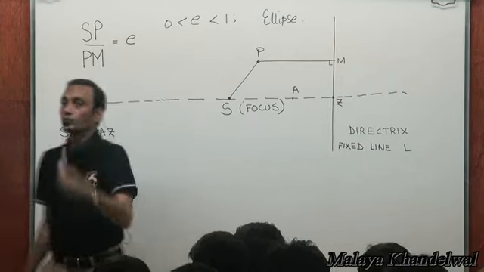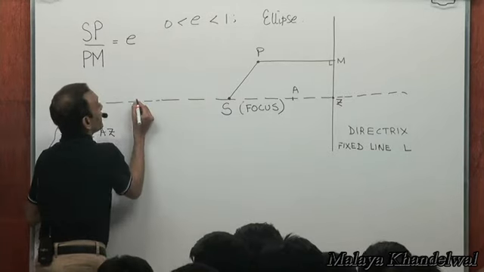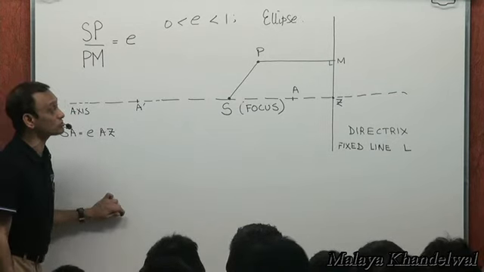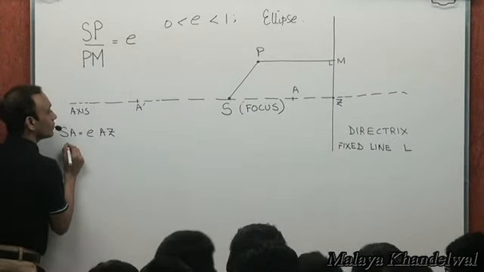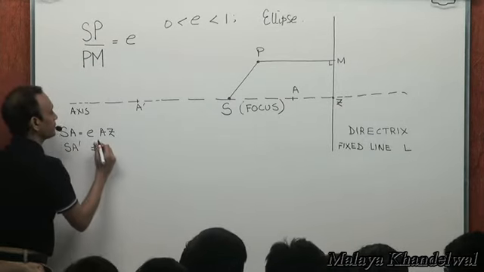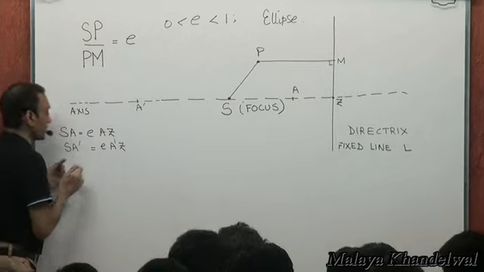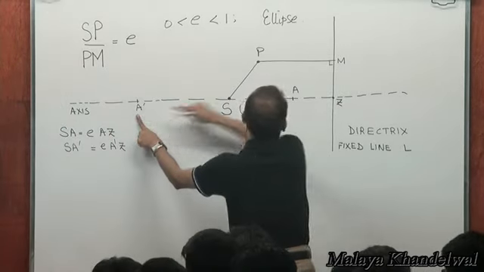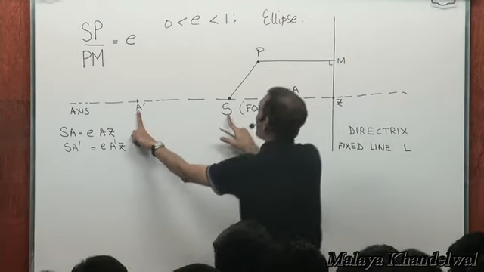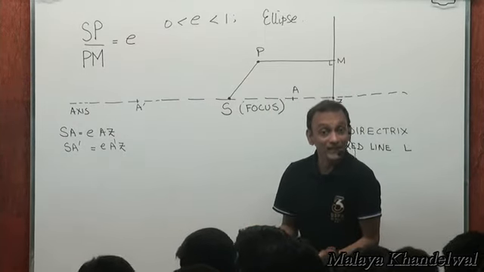Now, not only A, I could have chosen another point, say A prime, on the axis such that SA prime, the distance of S from this point A prime, is E times A prime Z, the distance of A prime from the directrix. That means SA prime divided by A prime Z is E. A point could have been chosen on this side of the focus, says that SA prime by A prime Z is also a number equal to E. Could I have done that?